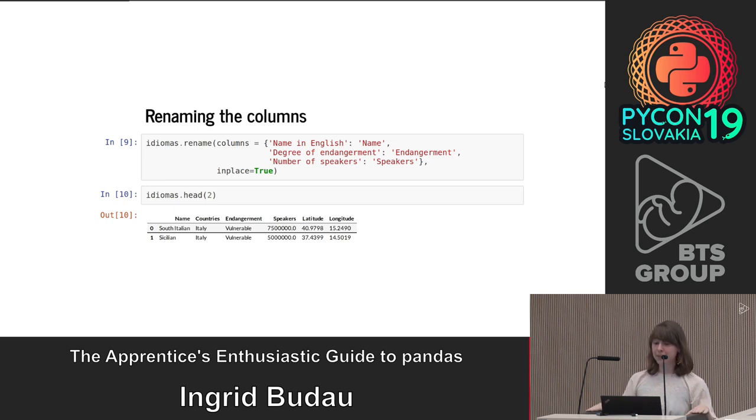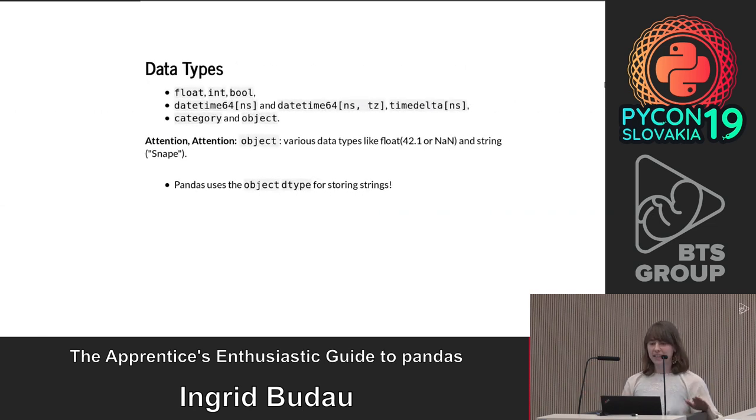So now I will present the first data set. We have the name of the language, in this case, Sicilian, for example, the country it is being spoken in, the endangerment degree, its speakers, the latitude, and the longitude. So data types, for example, float, integer, boolean, category, and object. Objects hold various data types like float or the NaN values and string. So whenever we have a string column, we will see an object, like here.